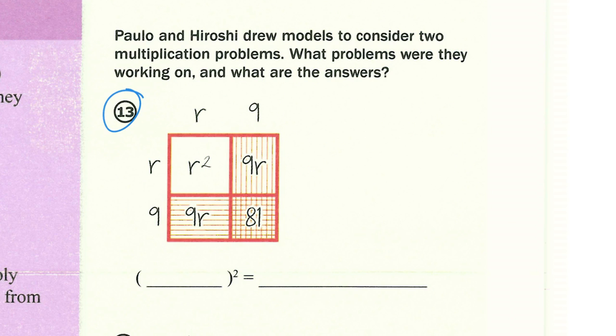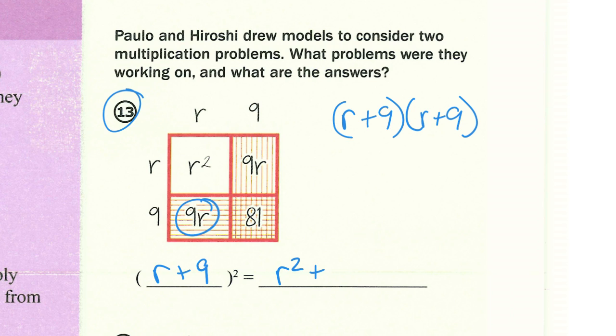Skipping down to number 13, we have a problem that was done using an area model, and we're trying to figure out what were they working on. And so I see on the top r plus 9, and then I see going down the side r plus 9. Now those are the exact same thing, so I could rewrite this as just r plus 9 squared, because that means r plus 9 times r plus 9. And my answer would be r squared plus, I have some like terms right here, so that would be a total of 18r plus 81.